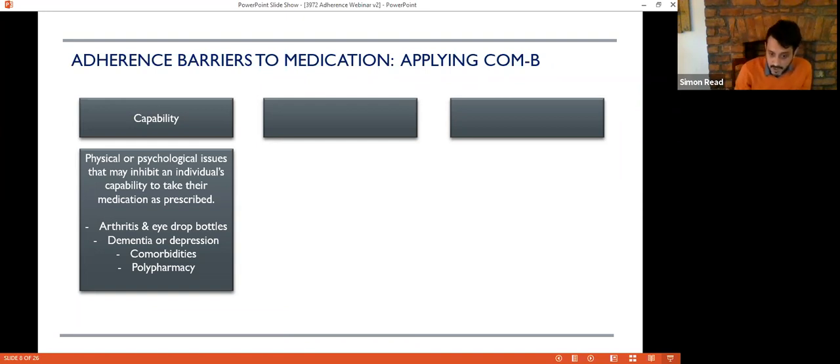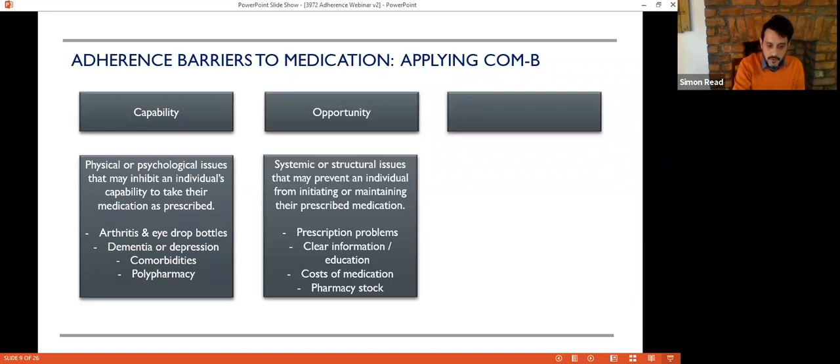So capability is referring to either physical or psychological issues that can inhibit an individual in taking their medication as prescribed. Some examples from my own work are with the tiny eye drop bottles that are prescribed for glaucoma and maintaining or lowering intraocular pressure. Given that a large percentage of glaucoma patients are aged over 65, there's also an increased likelihood of them suffering another comorbidity that impedes daily installation of their drops, the most common in this instance being arthritis. Another factor from my own research is dementia or memory problems or depression that can render some incapable of remembering to take their medication, more so if there are other comorbidities complicating that regime or subjectively taking priority, which also links to these issues of polypharmacy as well.